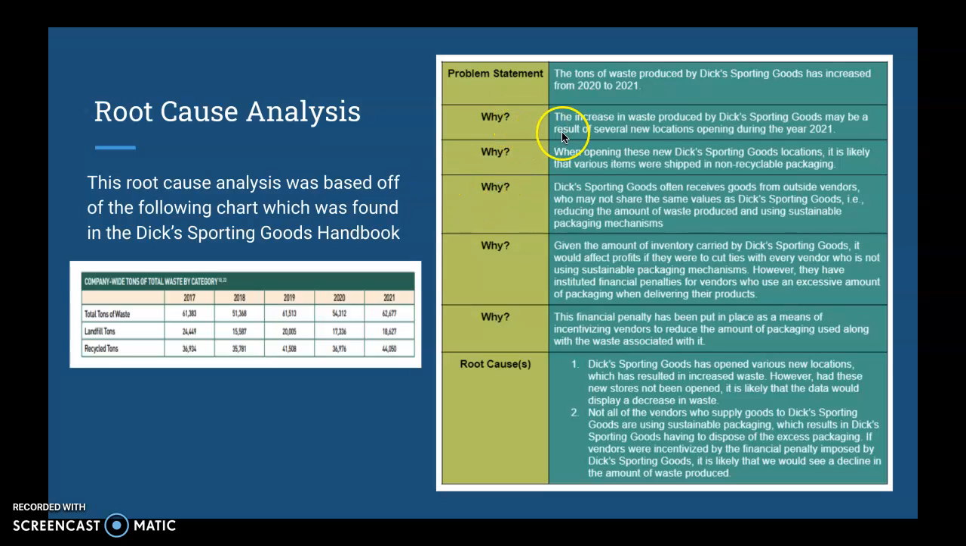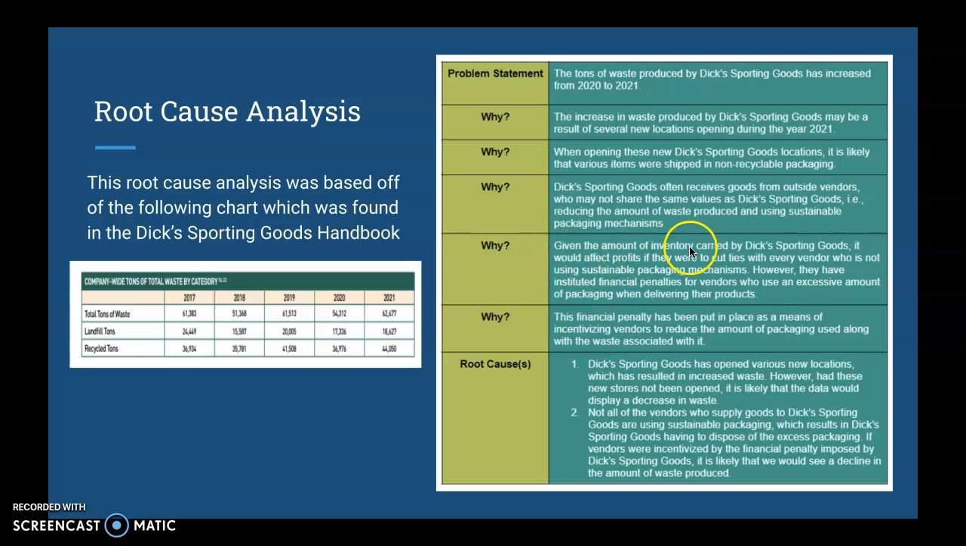So for the why, the increase in waste produced by Dick's Sporting Goods may be a result of several new locations opening during the year 2021. So this causes more opportunity for waste. The second why is when opening these new Dick's Sporting Goods locations, it is likely that various items were shipped in non-recyclable packaging, such as single-use plastic. And then another why is Dick's Sporting Goods often receives goods from outside vendors who may not share the same values as Dick's Sporting Goods, i.e. reducing the amount of waste product produced and using sustainable packaging mechanisms.